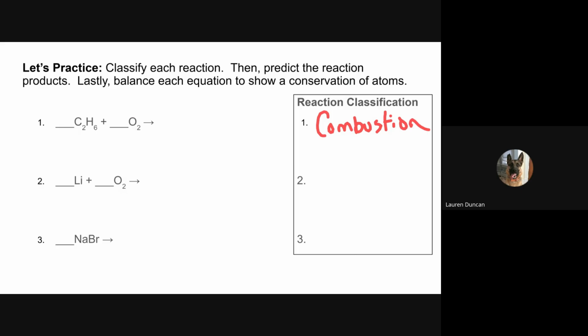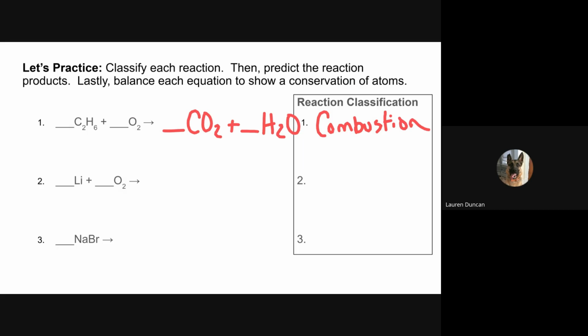as the other reactant. Now, as soon as I identify it's combustion, that means the reaction products are always carbon dioxide and water. We're always going to assume complete combustion. So those products are always the same. It's the balancing that could be a pain in the butt.